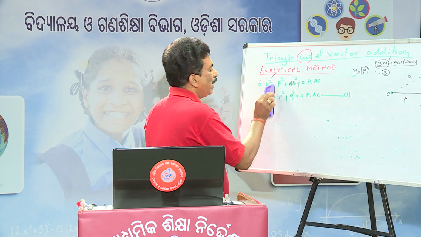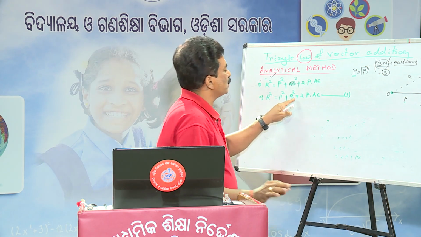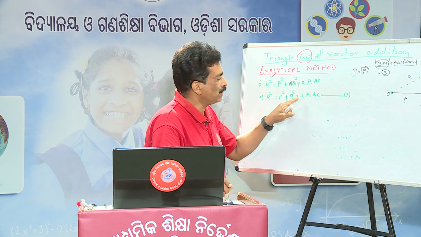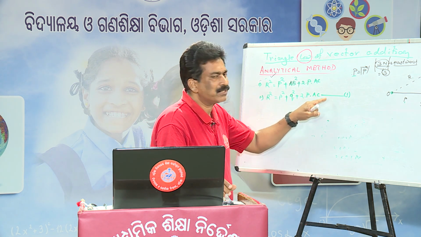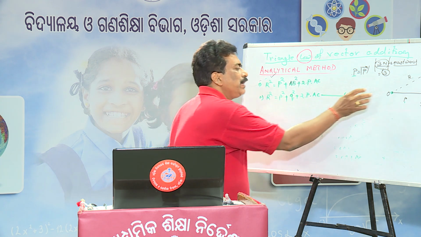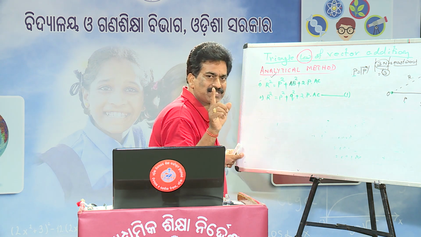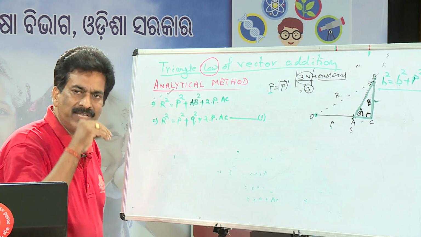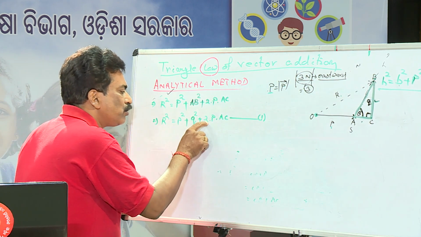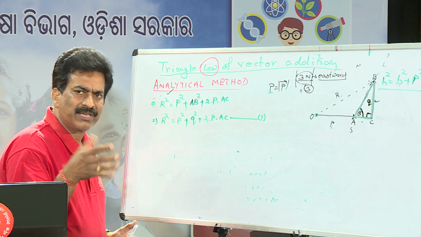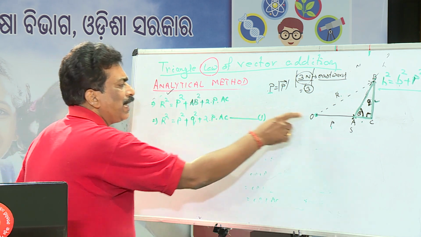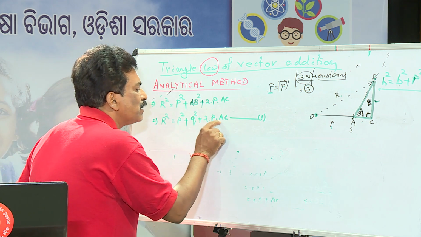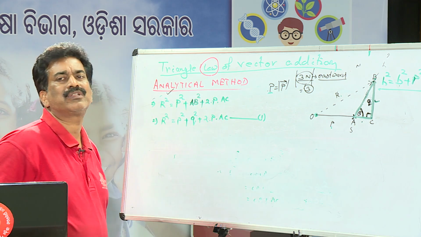So R square is equal to P square plus Q square plus 2P AC. 2P AC means that is not a hat, that is 2 P times AC. The value of P is known to us because the first vector is given. Q, the second vector magnitude, is known to us, and that 2 we know. P again is the magnitude of the first vector, which we know. Then this unknown factor is AC.